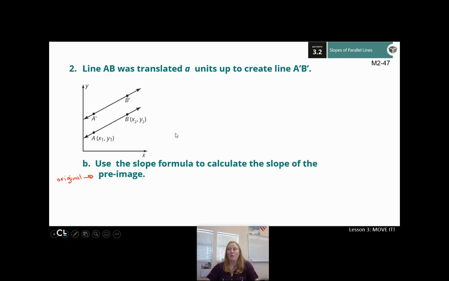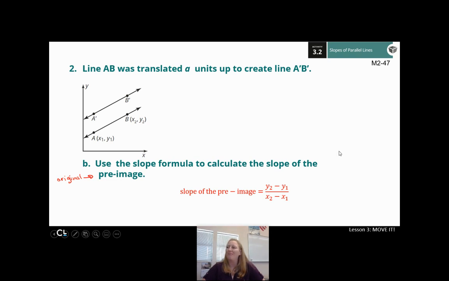So to find the slope, I need to subtract my y coordinates on top and subtract my x coordinates on the bottom. So the slope of my pre-image would be y sub 2 minus y sub 1 on top, and then x sub 2 minus x sub 1 on the bottom. Yay. We can't really do anything more than that. I can't simplify it because I don't have any proper values in there, just variables. So we'll leave it. It's funky, but that's okay.